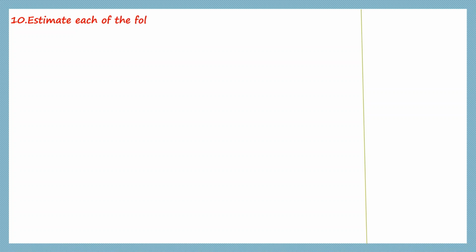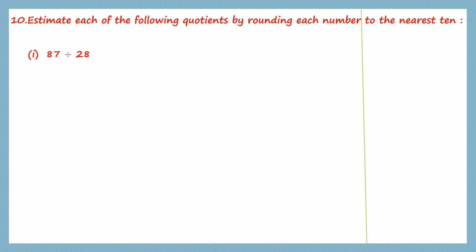Question 10. Estimate each of the following quotients by rounding each number to the nearest 10. And we have the first question, 87 divided by 28. Here we are talking about the quotient, which means we have to divide. The first step is rounding these two numbers to the nearest 10 and then dividing and finding the quotient. So first, we are going to round off 87 to the nearest 10.